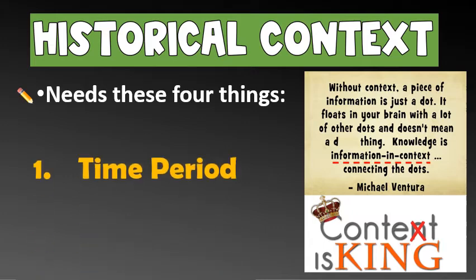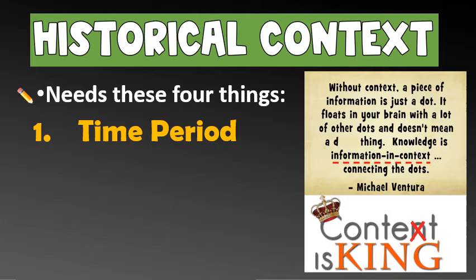So 4 things. First, you need the time period. Given the time period, 1700s, 1800s, 1850s, 1900s, beginning of the 21st century, what does that mean if you're in that time period right now?